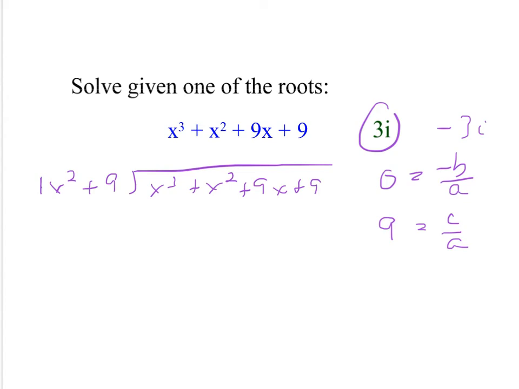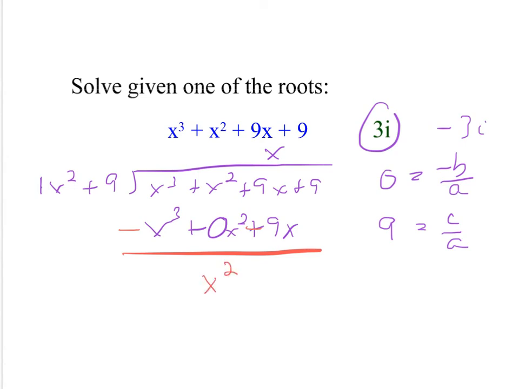X squared goes into x to the third, x times. I'm going to multiply through. I have x to the third plus 0x squared plus 9x. I'm going to change my signs, get a different color, minus, minus. X to the thirds go. I bring down the x squared because I have x squared minus 0x squared is 1x squared. The 9's cancel out. I bring down the plus 9.